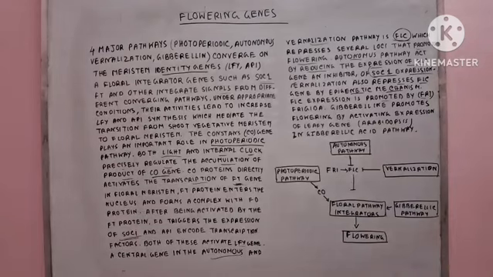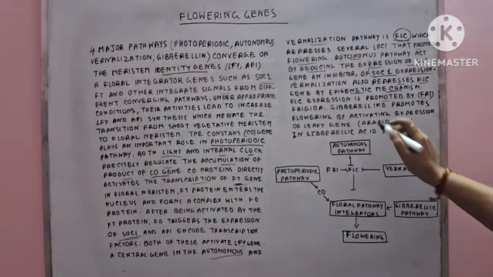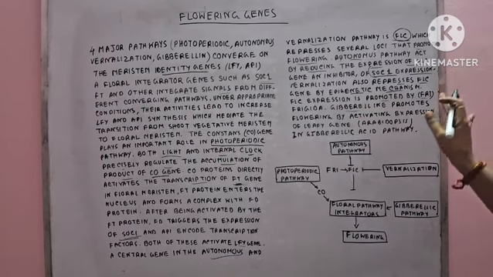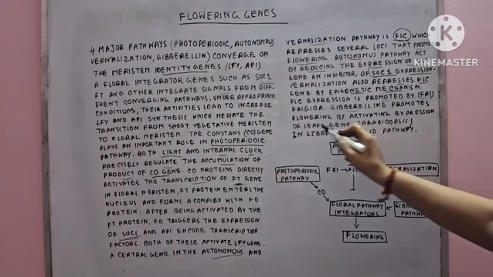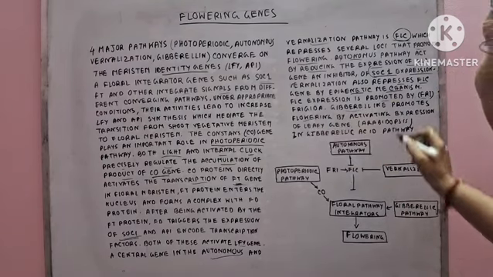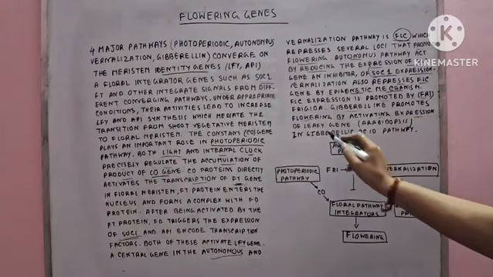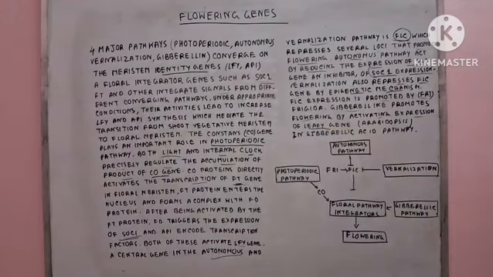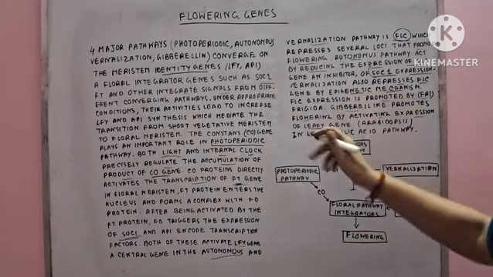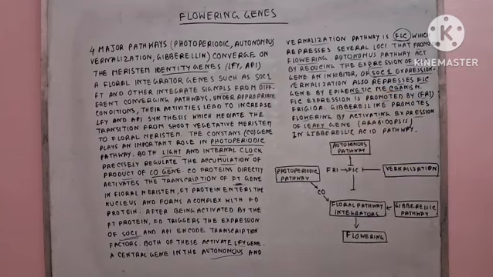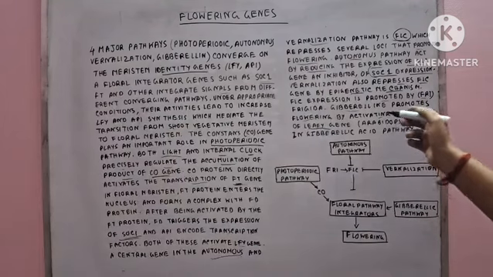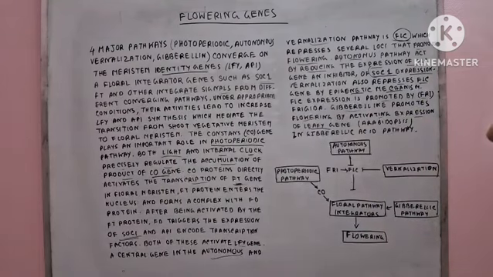Clear? And in the case of the gibberellin pathway, gibberellin plays an important role, for it promotes the flowering process by activating the expression of the LEAFY gene. So here gibberellin plays an important role directly. It activates the LEAFY gene, and in that way the flowering process will continue.